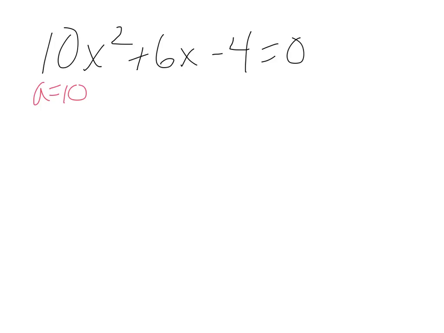Next one. 10x squared plus 6x minus 4 equals 0. Okay? What's my A? What's my A? 10. A is equal to 10. What's B? 6x. Not 6x. 6. Just 6. B is equal to 6. What's C? Not 4. Negative 4. C is equal to negative 4. Okay?